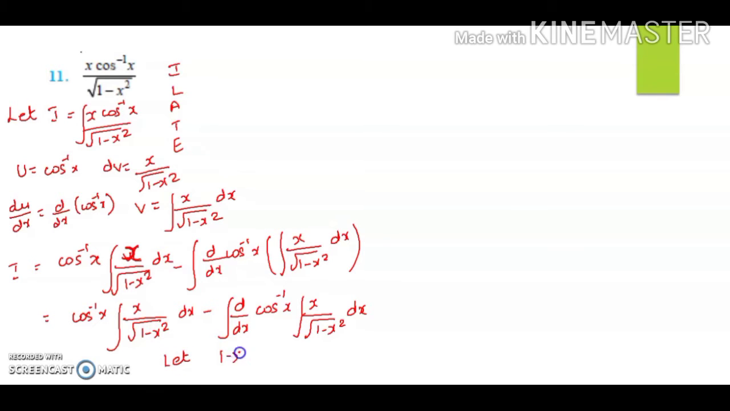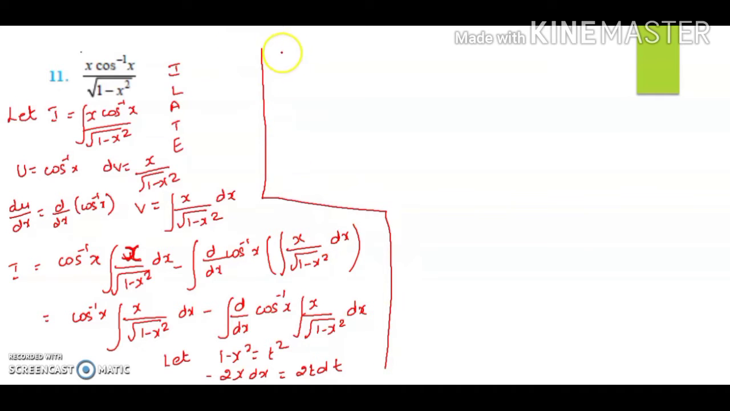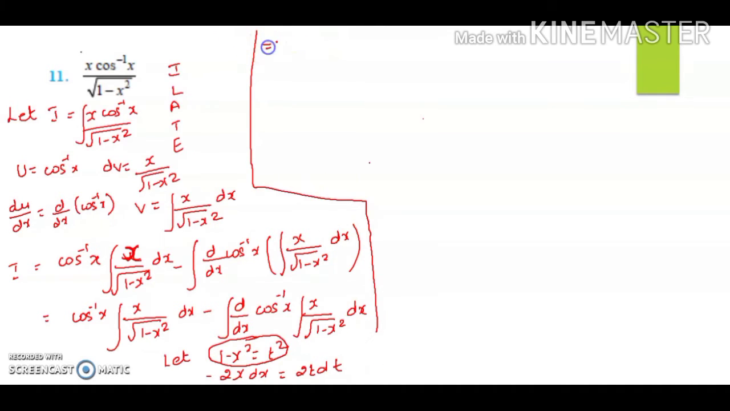So let us take t square is equal to 1 minus x square. Let us differentiate: minus 2x dx is equal to 2t dt. So this 2 and 2 get cancelled and we are left with minus x dx is equal to t dt. So dx is equal to minus t by x into dt. So let us substitute the t value and dx value in I.